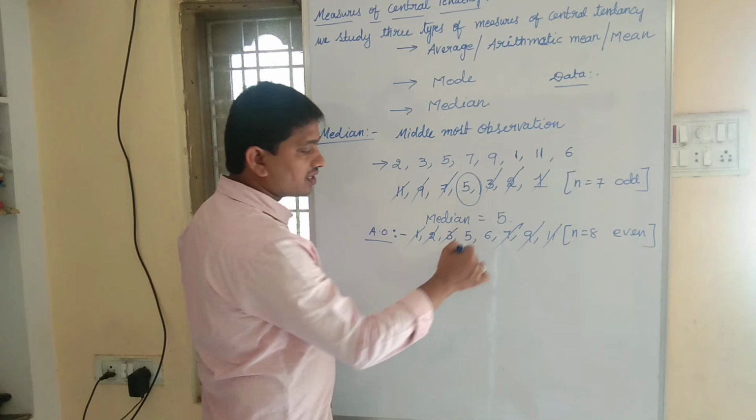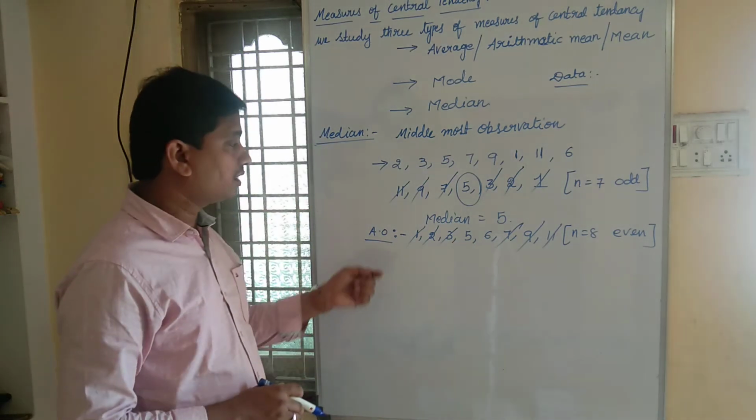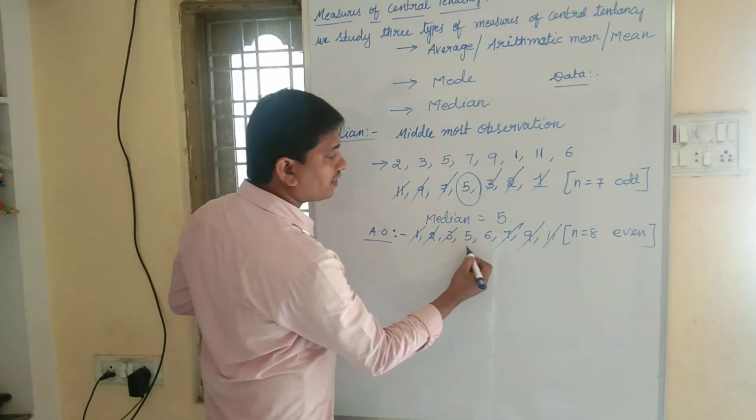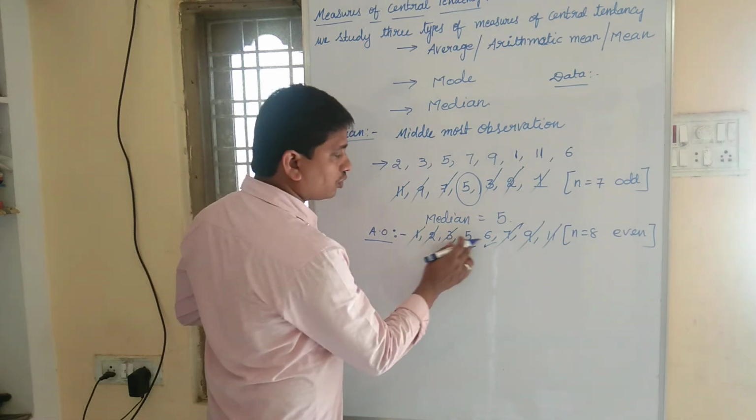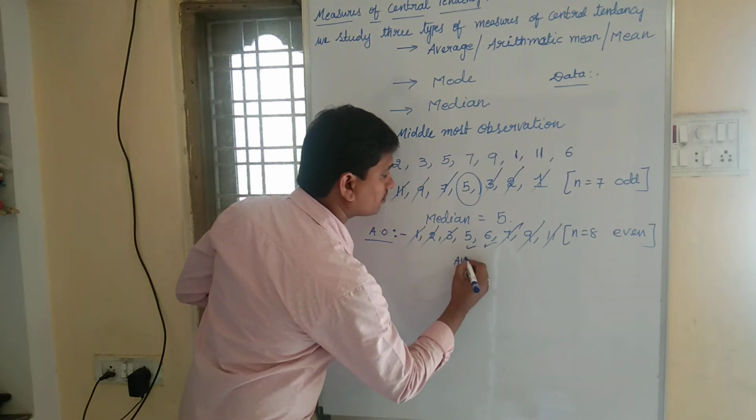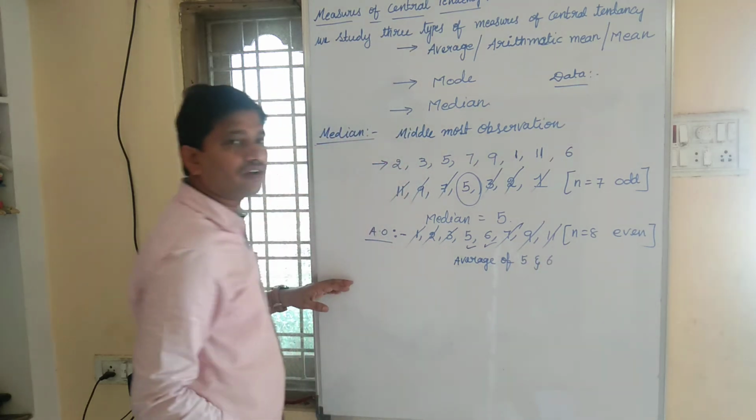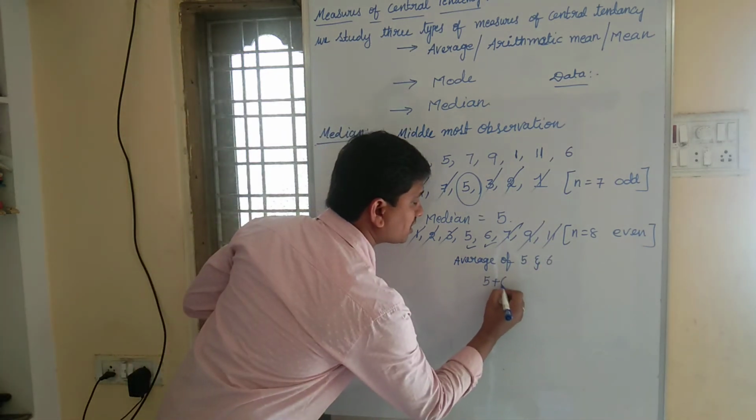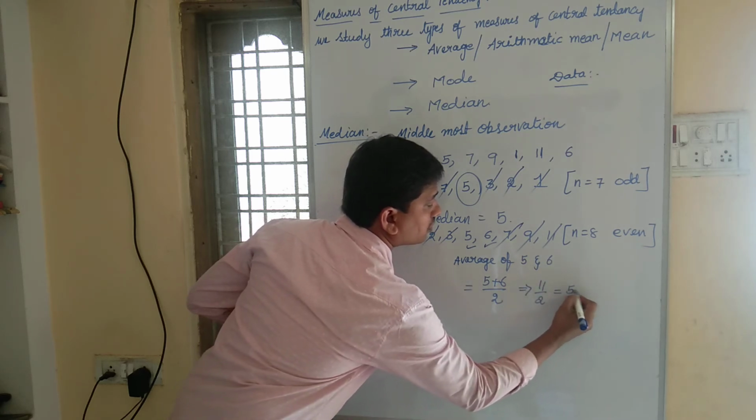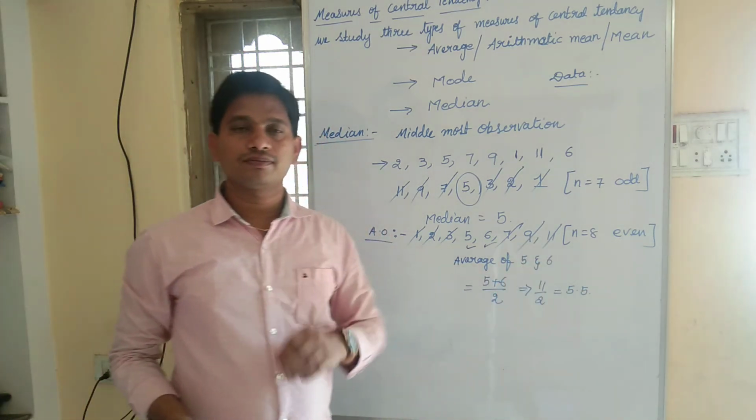Once we cancel 5 and 6, there is no median, right? So we should not cancel like that. What we have to do is find the average of those two observations. We are left with 5 and 6. What is the average of 5 and 6? It is the sum of observations by the number of observations. So 5 plus 6, 11 by 2, that is equal to 5.5. So the median is equal to 5.5.